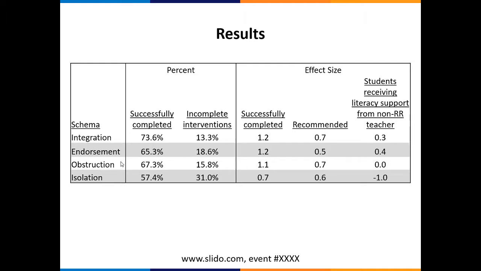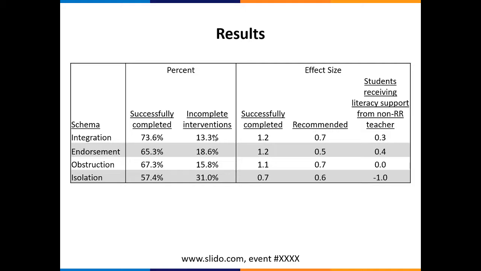It's a small sample size, and I think we see a fluctuation in that. But then we see almost a 10% drop when we move down into that isolation category, where we are only discontinuing about 57% of our kids at those schools that fall into that category.